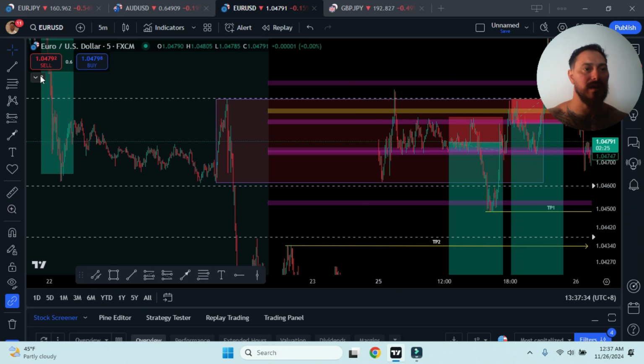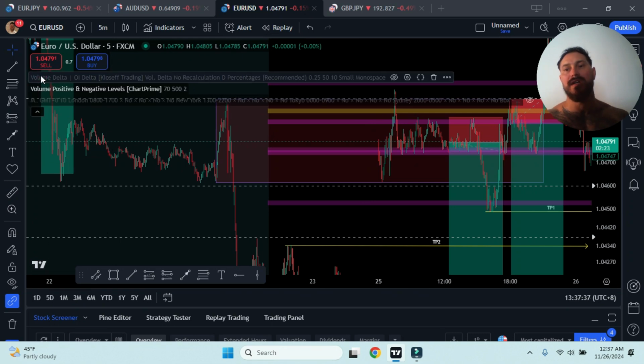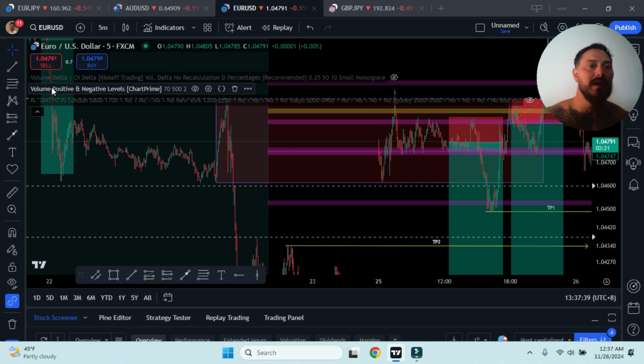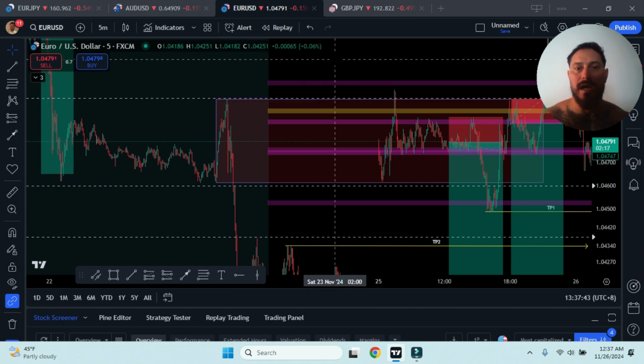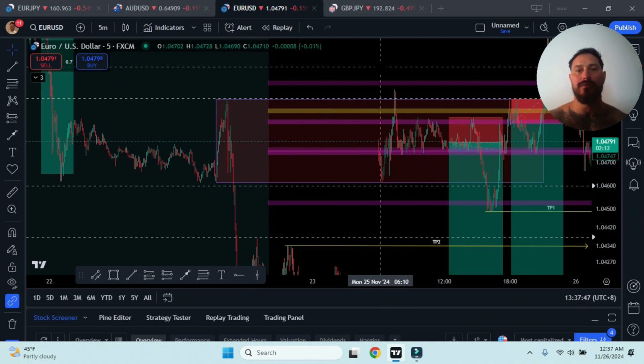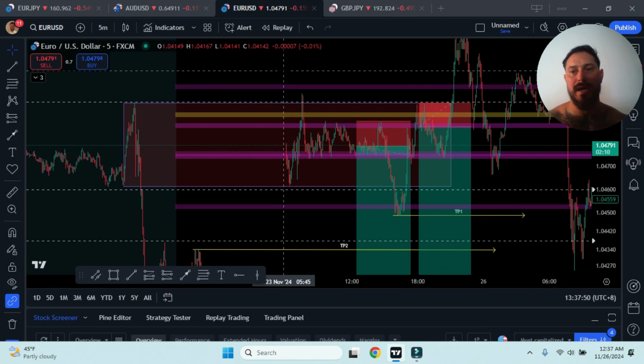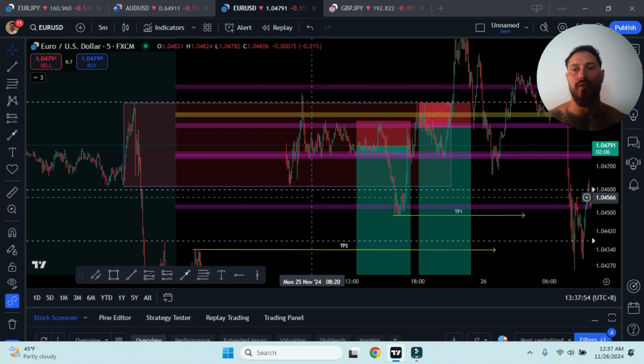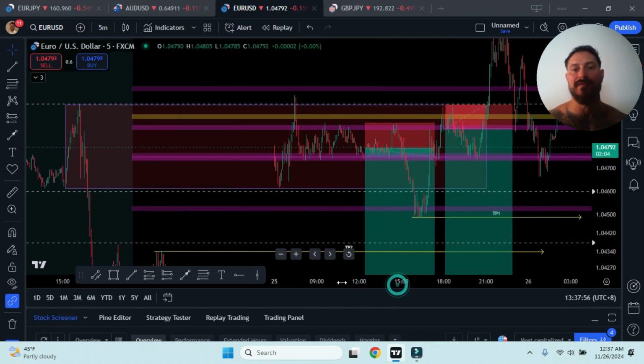So this is an indicator I use. This is the only indicator I use besides footprints and level 2: volume position and negative levels by Chart Prime. The gold levels are high buy interest. However, when you look at footprint and level 2, high buy interest areas are usually active buyers and their orders are getting filled by passive sellers.